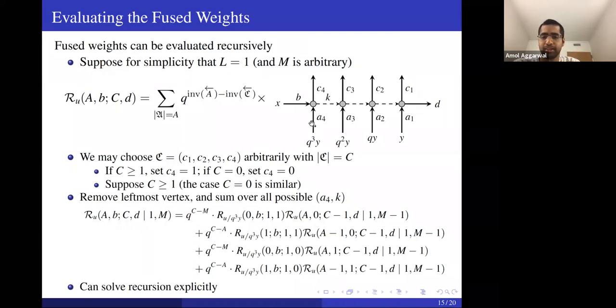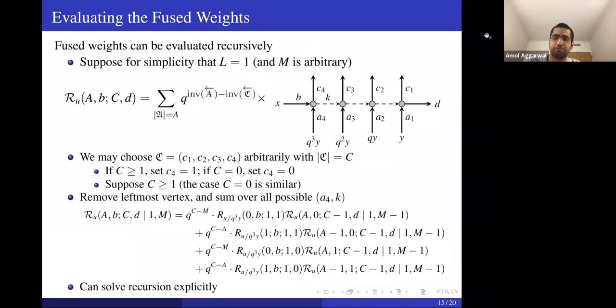Likewise, I can look at the next event, that A4 is 1 and K is 1. In that case, it's almost the same as before, but now I've removed one arrow exiting from the bottom, so I only have A minus 1 arrows entering from the bottom, and again I have C minus 1 arrows exiting here, which is why I have this weight A minus 1, C minus 1. Again, this should be a 1. And then I have some power of Q coming in from the top.